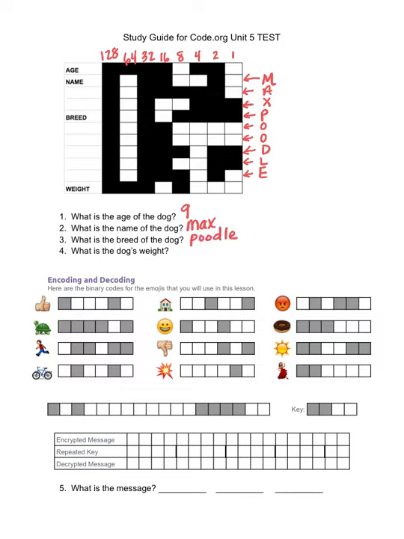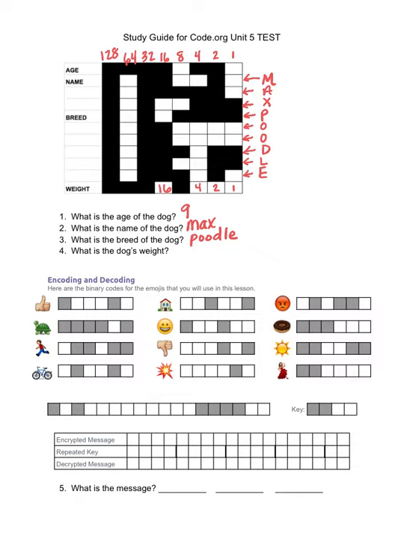He's 9 years old. And question number 4, what is the dog's weight? So the dog's weight, we're only going to count the white squares. And so I'm going to look above, and I'm going to write in the values of the white squares. That one's 1. That one's 2. It doubles to 4. The next one doubles to 8, but it's black, so we don't use it. And then the next one doubles to 16.